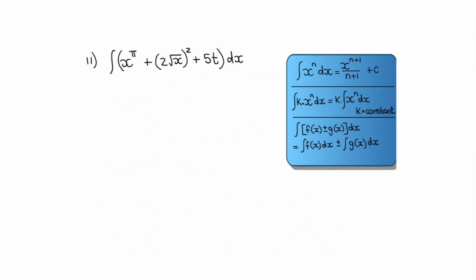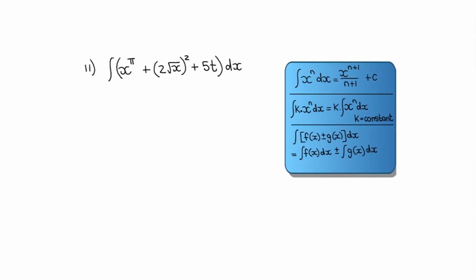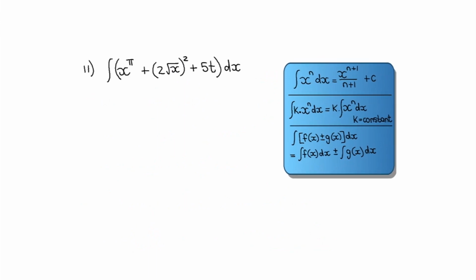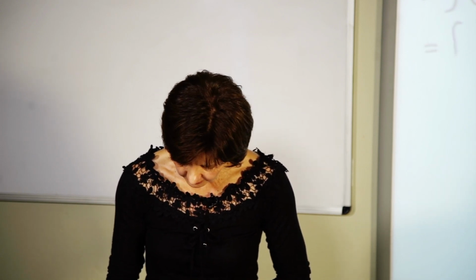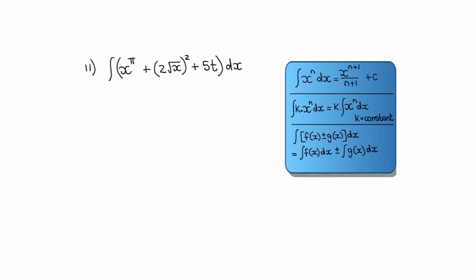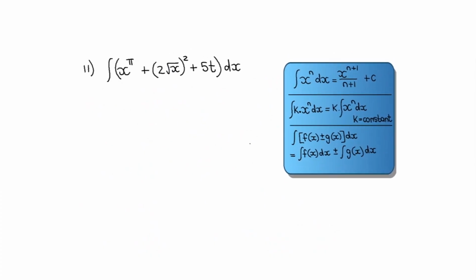Let's look at this question number 11. In this one, let's see, I have to integrate all of these terms. Are they in the correct form? No, not yet. I see this whole bracket must be raised to the power 2. In other words, I have pi to the power x. Remember, it's just a constant raised to the power a number. And then each value in this bracket must be raised to the power 2.